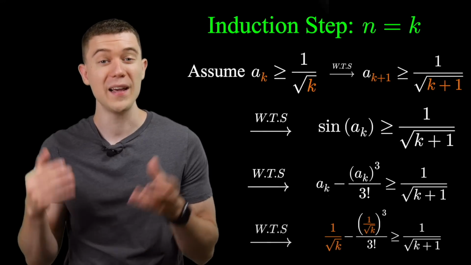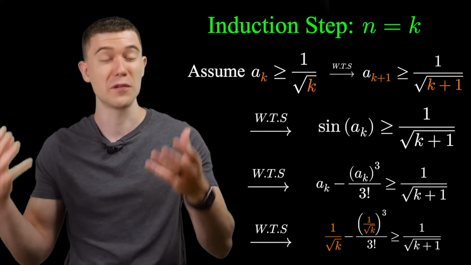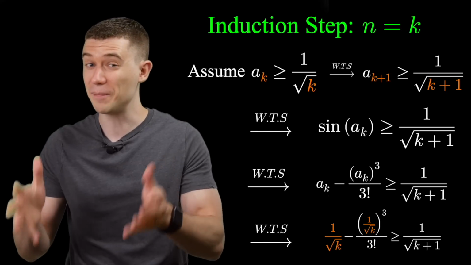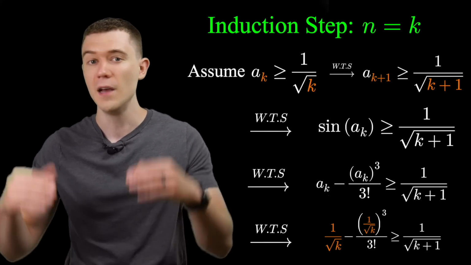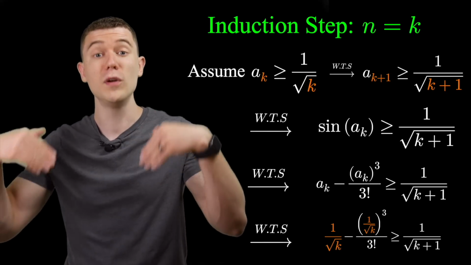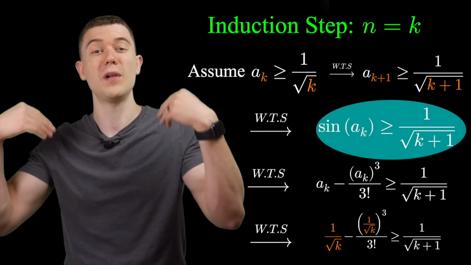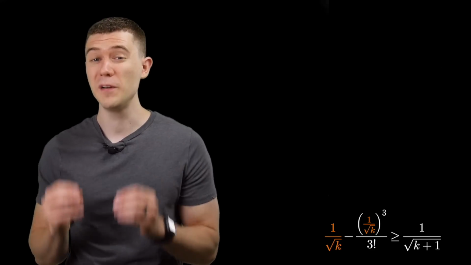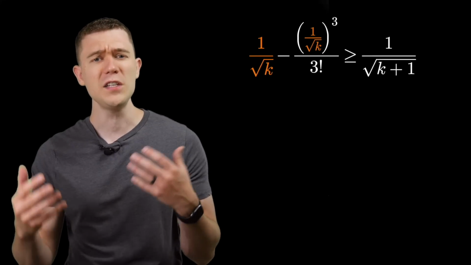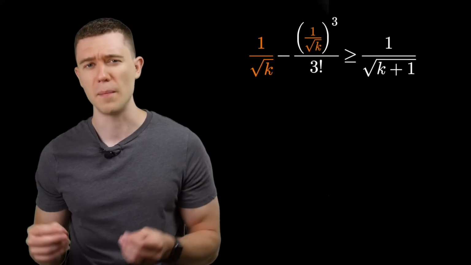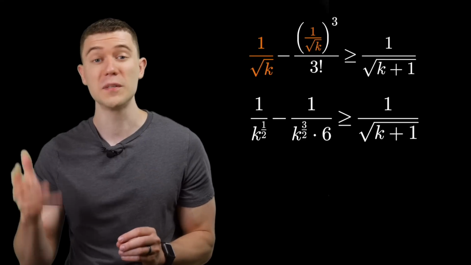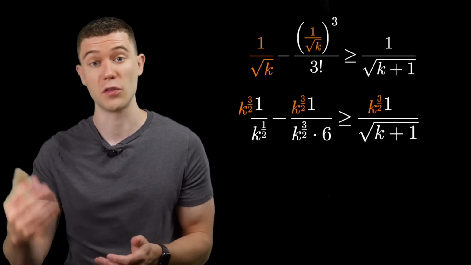1 over root k minus 1 over root k cubed over 3 factorial is greater than 1 over square root of k plus 1. It's a bit of a mouthful and a bit clunky, but if we prove this, that would imply our previous step, which would imply the previous step, which is what we want to show. At this point, it's pretty much coming down to algebra. Let's just rewrite this inequality using properties of exponents, and then what we can do to clean this up is multiply every term by k to the 3/2 power.